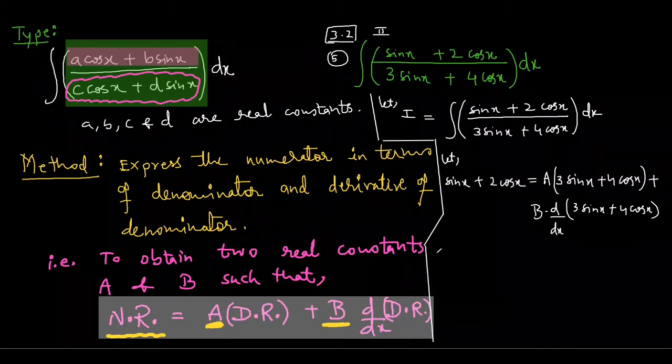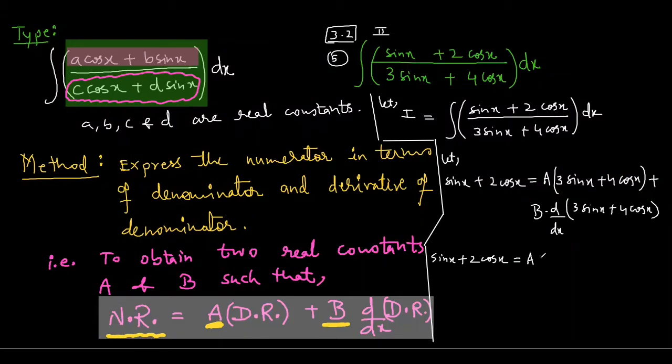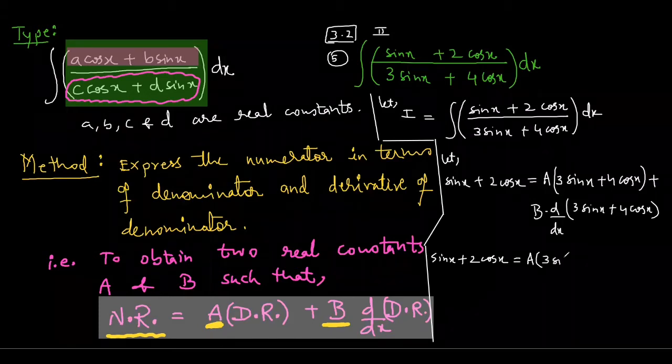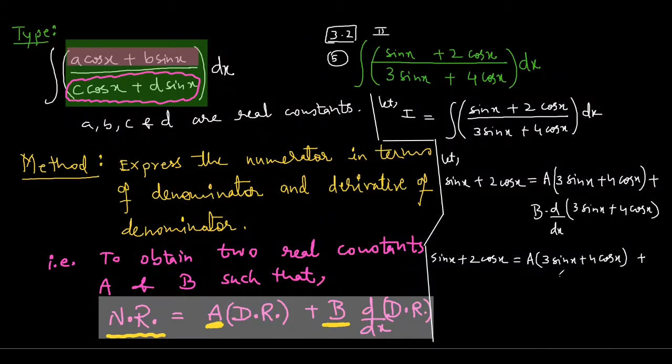So the next step, I will get sin x plus 2 cos x equals A into, don't multiply this A inside, please. So A into (3 sin x plus 4 cos x) plus B into, differentiate this. So you will have 3 cos x, and the derivative of cos x is minus sin x, so this will become minus 4 sin x. Okay. And this I will write as equation number 1. This is my equation number 1.